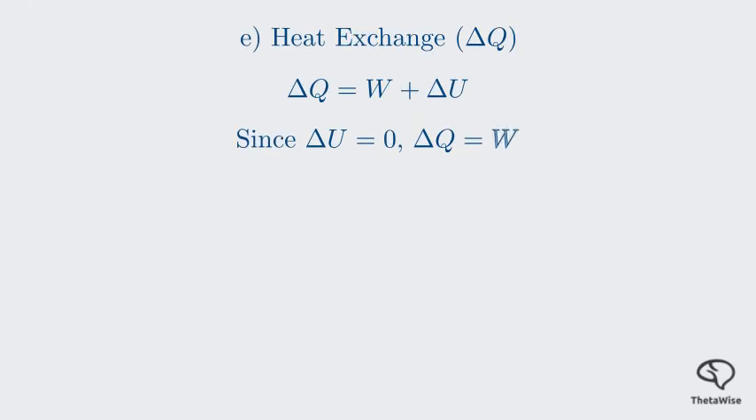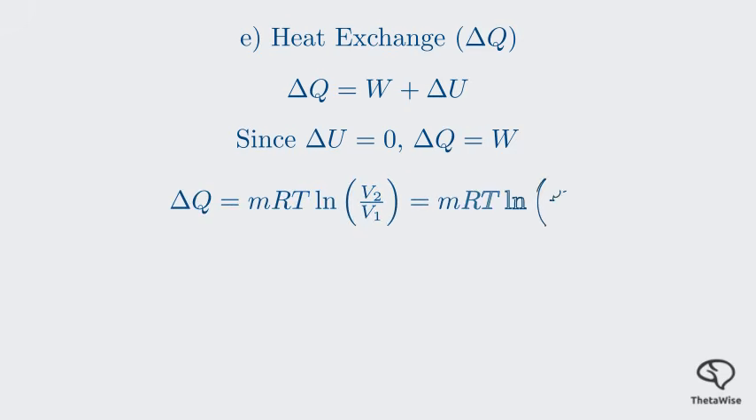Let's apply the first law of thermodynamics. The first law is Q equals W plus delta U. Since delta U is 0, we find that the heat exchanged, Q, is exactly equal to the work done, W. This means that for an isothermal expansion, the heat added to the system is entirely converted into work done on the surroundings. For an isothermal compression, all the work done on the gas is rejected as heat to the surroundings.